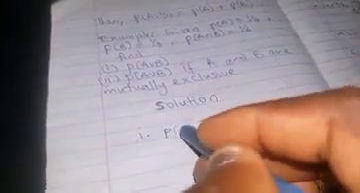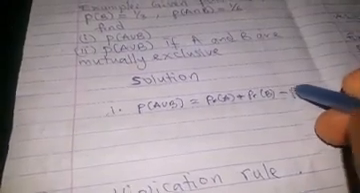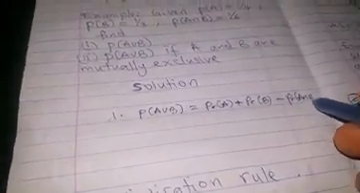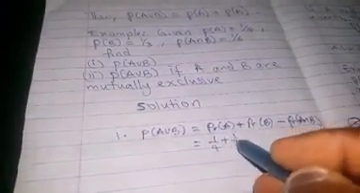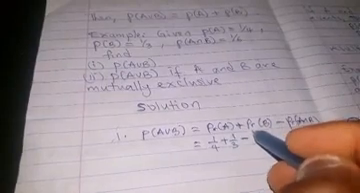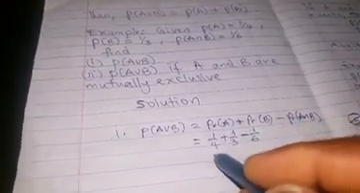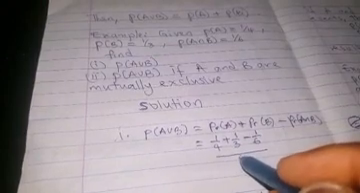We have the probability of A union B, according to the addition rule, is equal to the probability of A plus the probability of B minus the probability of A intersection B. Now what does that mean? It is equal to the probability of A, which is 1 over 4, plus the probability of B, which is 1 over 3, minus the probability of A intersection B, which is 1 over 6. When we find the LCM here, it is 12.